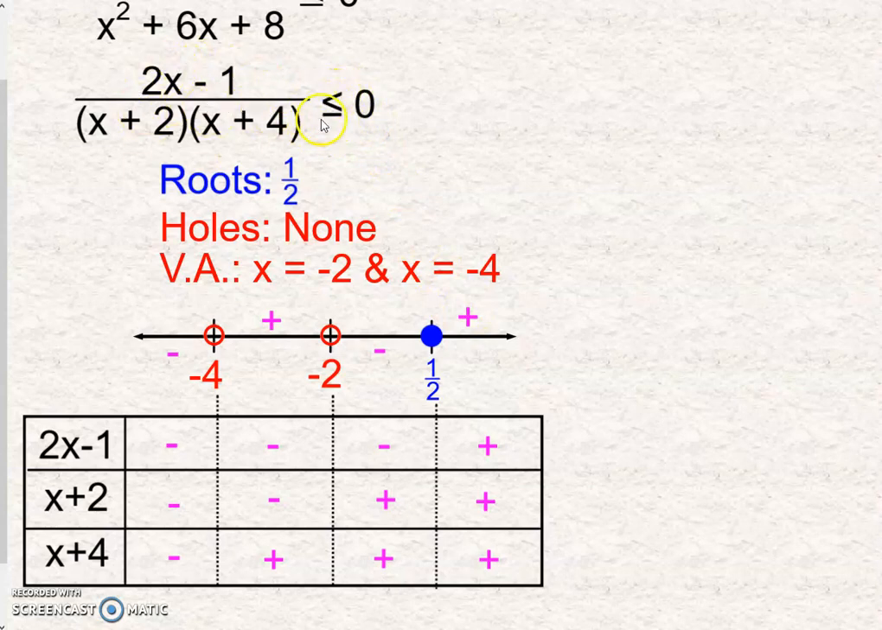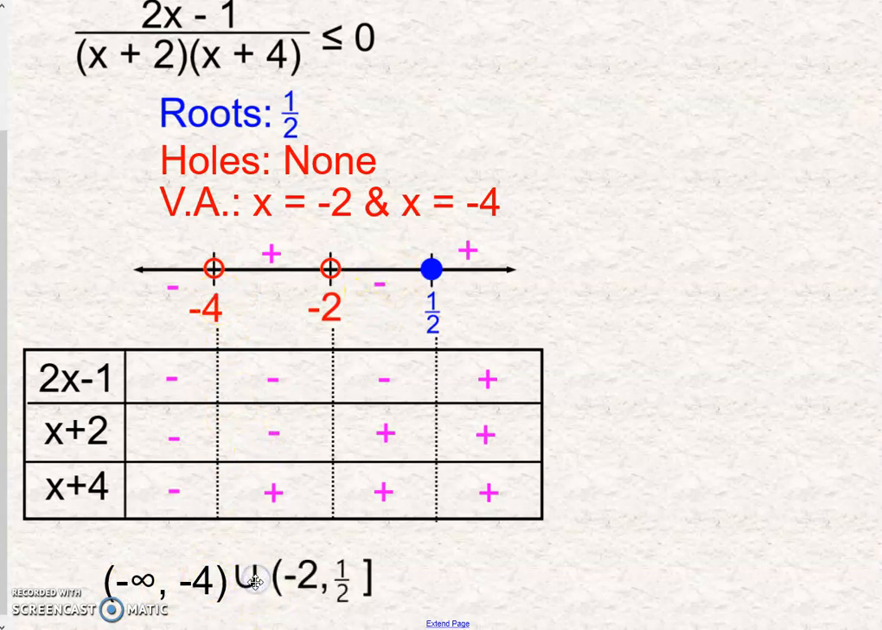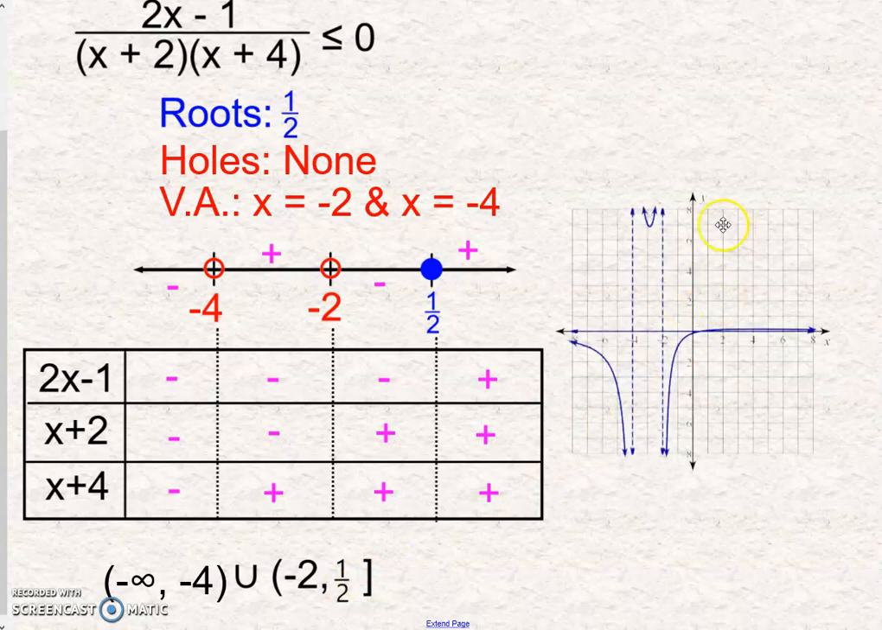Based on this, the output I want should be below 0, should be negative. I'm looking for that negative output. And we have a negative output here from negative infinity up to, but not including, negative 4. We also have a negative output here, so I'm going to have a union from negative 2 up to and including 1/2.